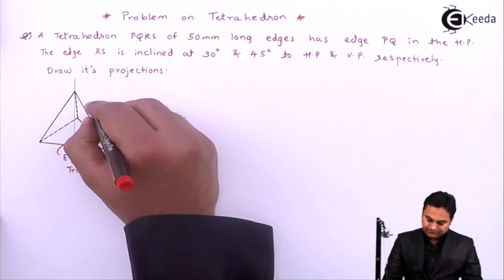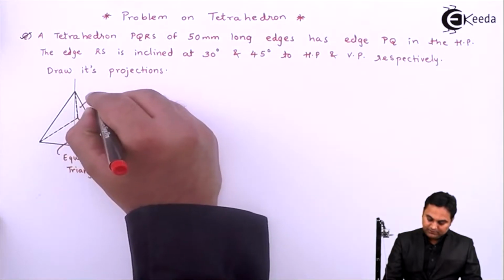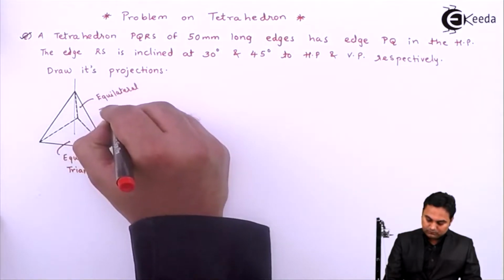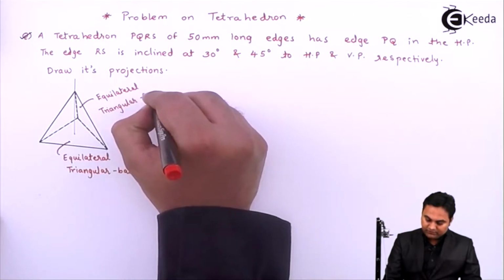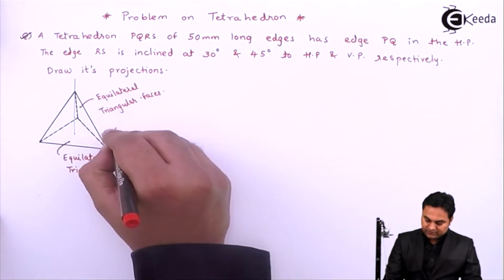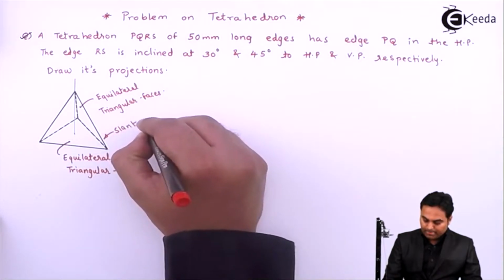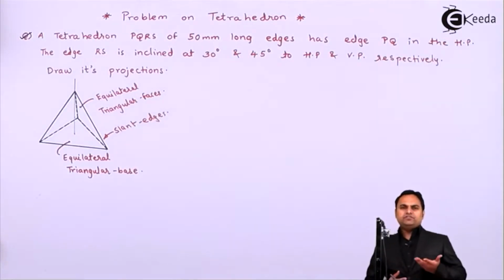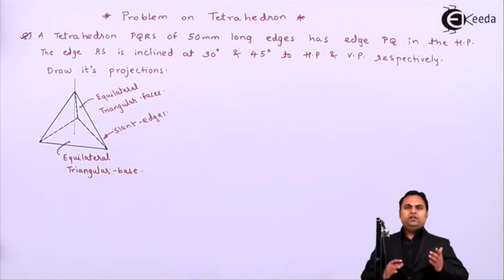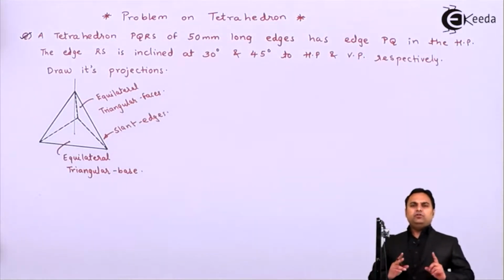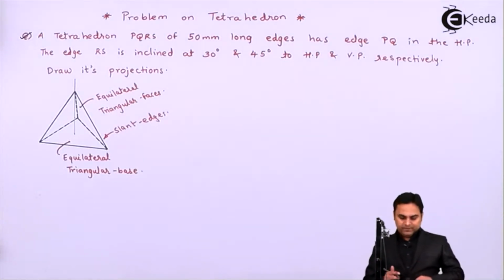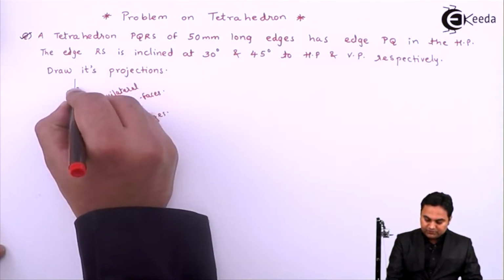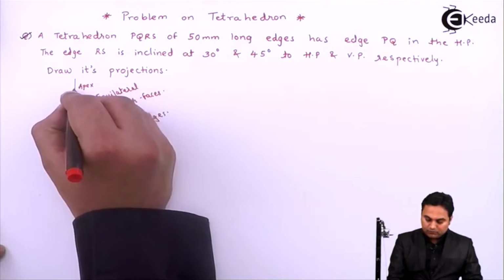Next, there are three equilateral triangular faces, and these are the slant edges of the tetrahedron. So tetrahedron is a solid in which the base is in the form of an equilateral triangle. Even the three triangular faces are in the form of an equilateral triangle, and there are the slant edges connected to a common vertex which is called as apex or point O.